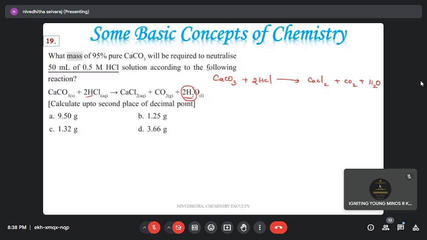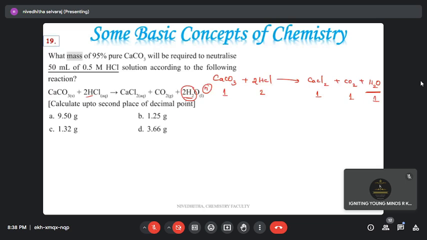So what is the inference we can come up with here? The inference is 1 mole of calcium carbonate is reacting with 2 moles of HCl to give 1 mole of calcium chloride, 1 mole of carbon dioxide, and 1 mole of H2O. Right? So basically, the inference is the quantity of hydrochloric acid required is twice the quantity of calcium carbonate. Is that clear? Yes, ma'am.